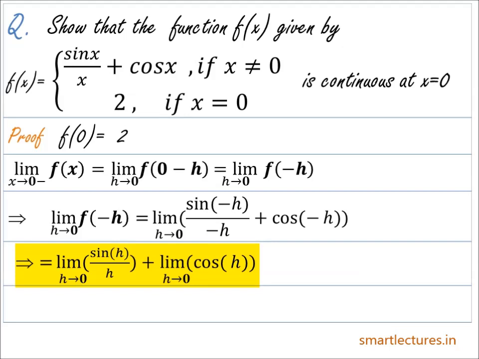In the previous classes, you have already learnt that limit h approaches 0 sin h upon h is equal to 1. So in place of limit h approaches 0 sin h upon h, we can write 1. And when h approaches 0, then cos of 0 is equal to 1. So now this expression becomes 1 plus 1, and which is equal to 2. So which means the left hand limit of this function is equal to 2. And now let's find its right hand limit.